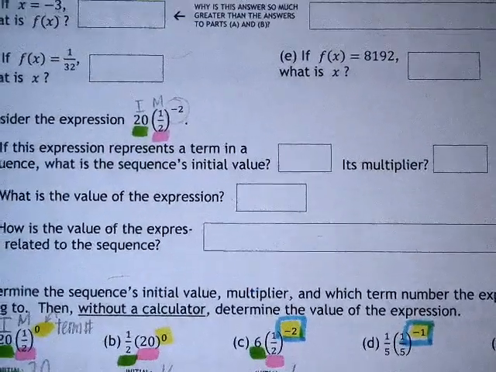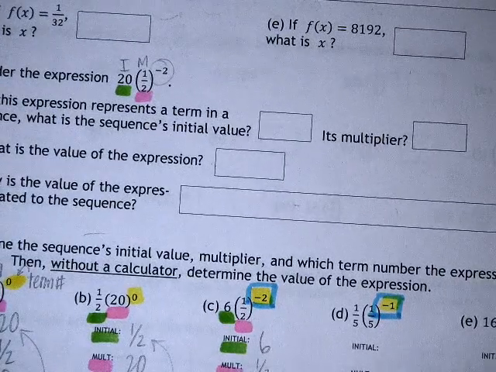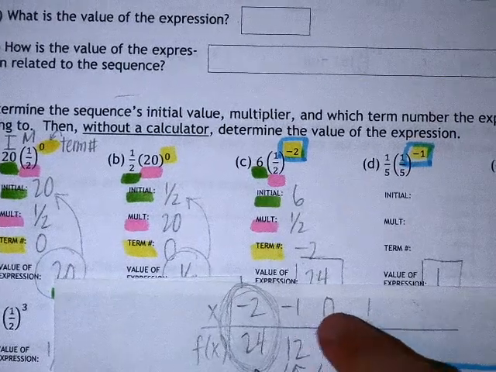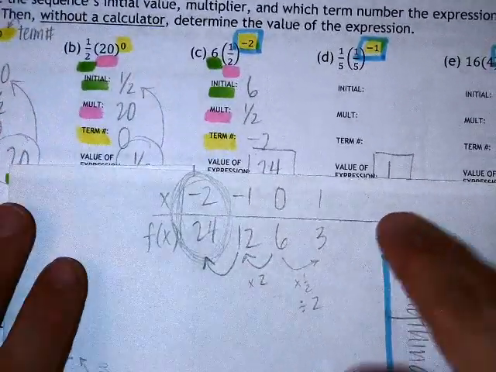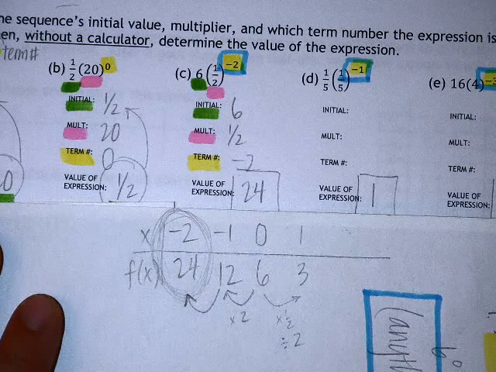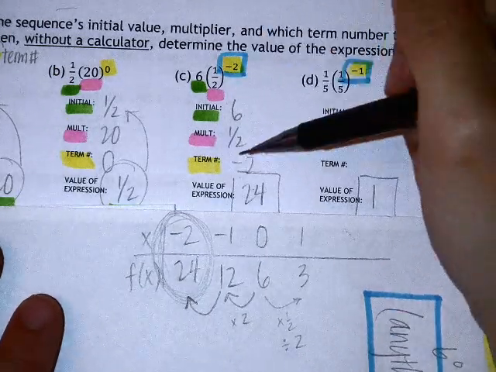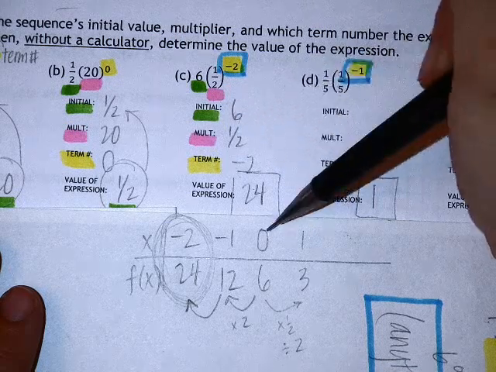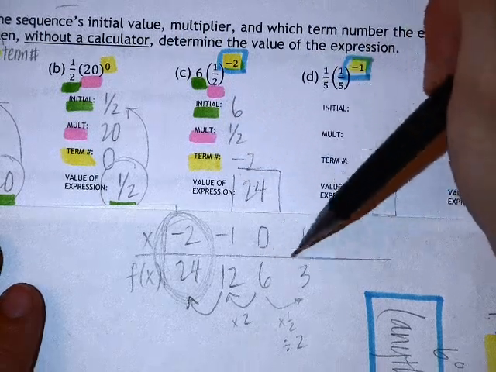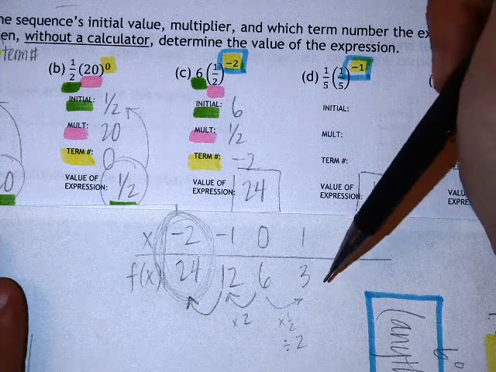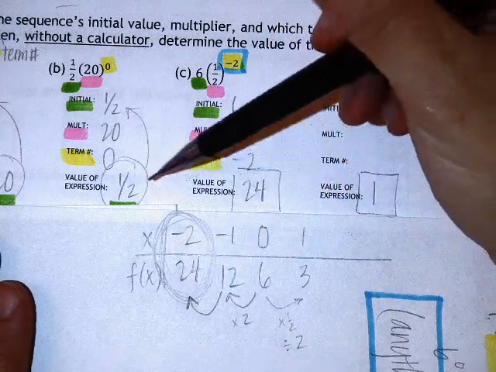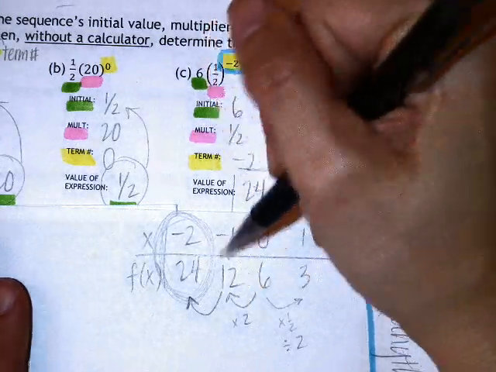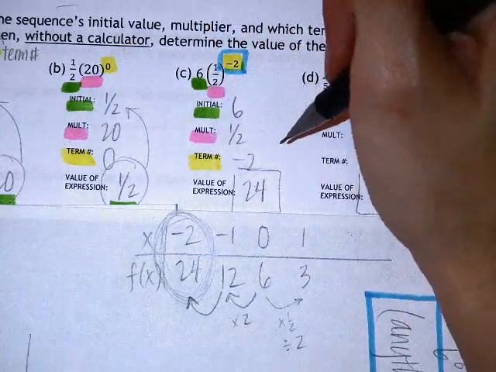So assuming that I still have my table, and hopefully you do the same, from my work for letter C, which was one of the negative exponent problems, let's see if we can figure out what that negative exponent might have had to do with anything. When I looked at letter C originally, I noticed that they gave me the 6, that was the initial value. They told me that the multiplier was 1/2, but that wasn't very helpful because they wanted me to go backwards to the negative second term. So I ended up having to multiply by 2, the reciprocal of the multiplier.